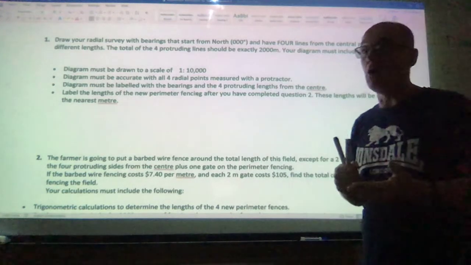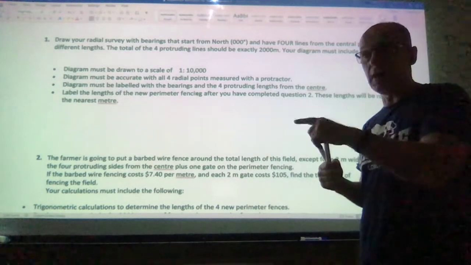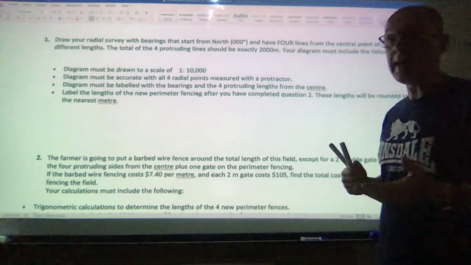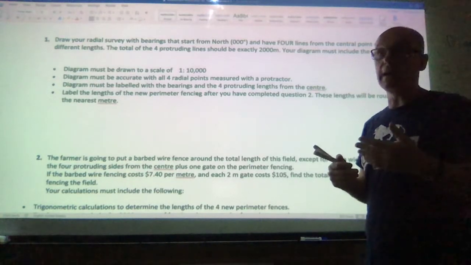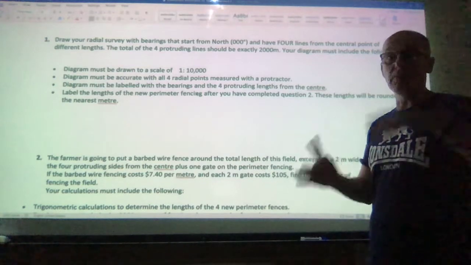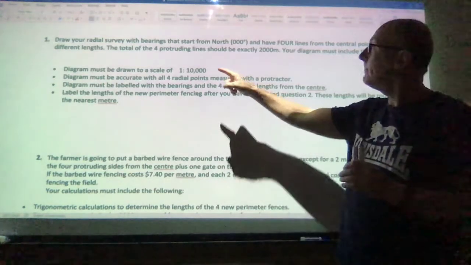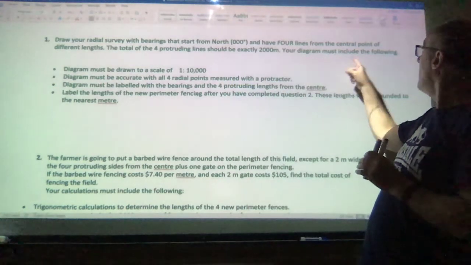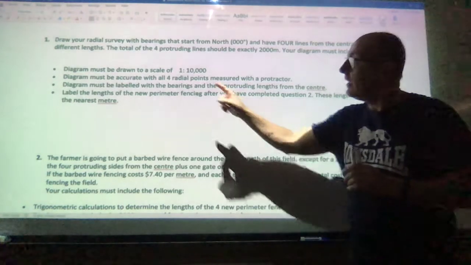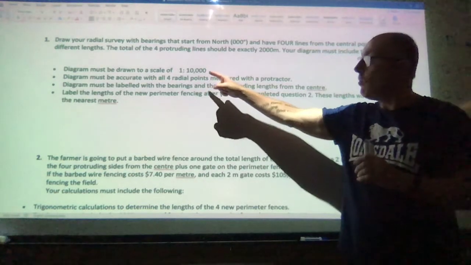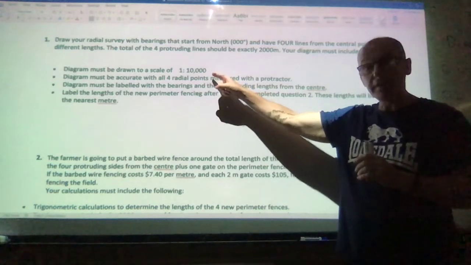So they can't be all 500. You can't just have 500, 500, 500, 500. Don't make your life difficult by having 27 and really obscure lengths. The total of the lines, your diagram must include the following. Okay, so it must include a scale of 1 centimetre to 10,000 centimetres.